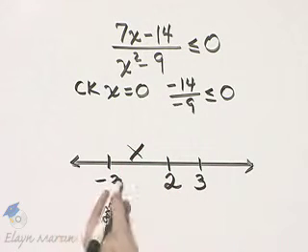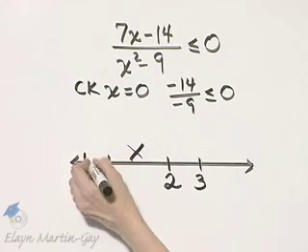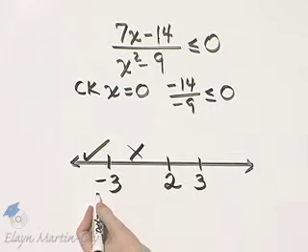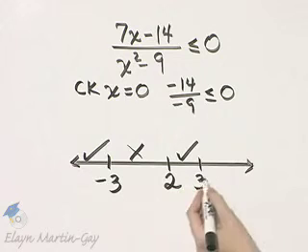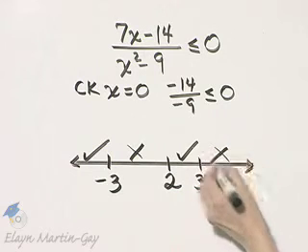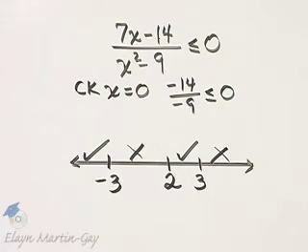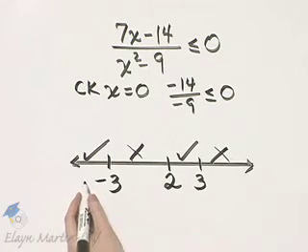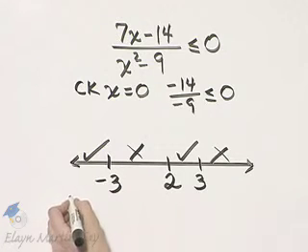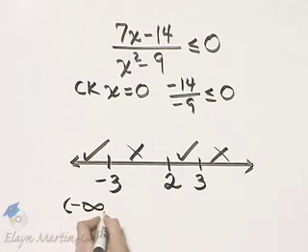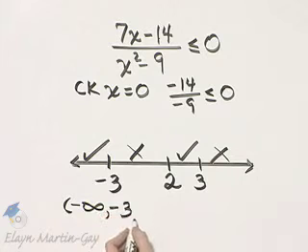If you check a number less than -3, it will make the original inequality true. Between 2 and 3, it will make the inequality true, and greater than 3, it will make the original inequality false. Now let's write down our solution in interval notation, and we'll go from left to right. So that will be from -infinity to -3.